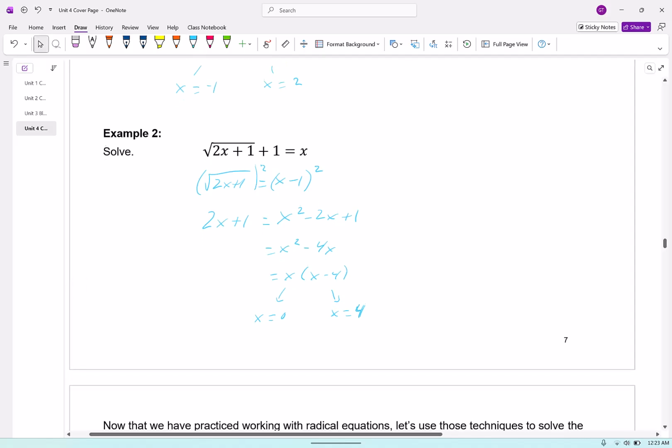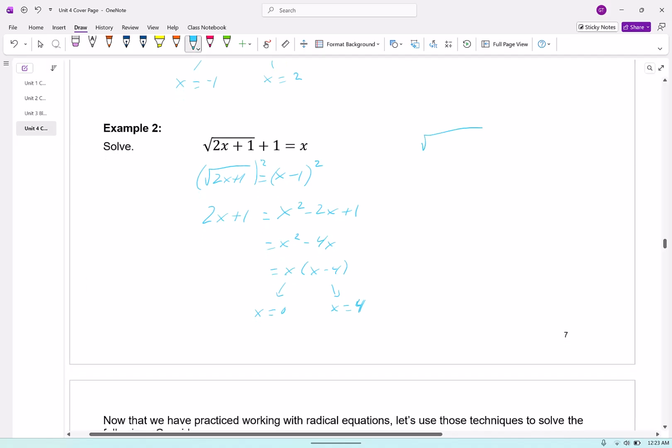Okay, so I can plug that back in. Start with 0. The square root of 2 times 0 plus 1, plus 1 equals 0. I take the square root of 1 plus 1 equals 0. Okay. Does that work? Nope, it doesn't. The square root of 1 is 1. Then plus 1. No, that is not working.